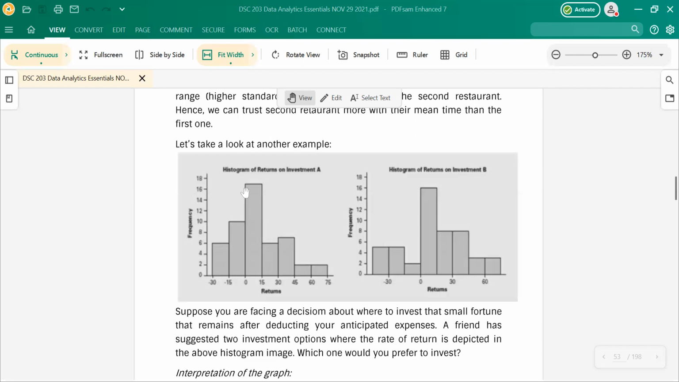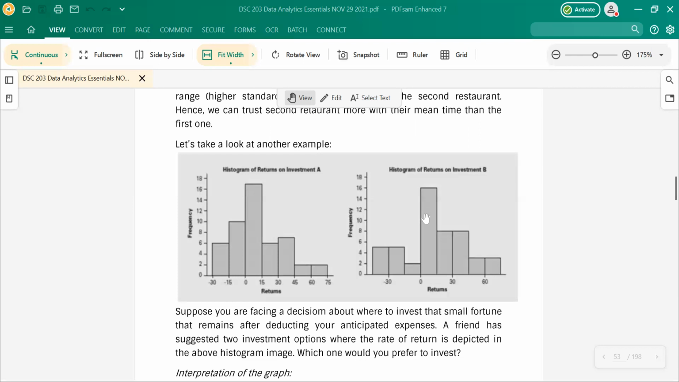In A, you see, minimum value is minus 30. That means you can get a loss of 30%. The maximum is 75. Okay, you can get somewhere around 75% return on the higher side. In B, you see, the minimum is minus 40, and the maximum is also 75, close to, right?